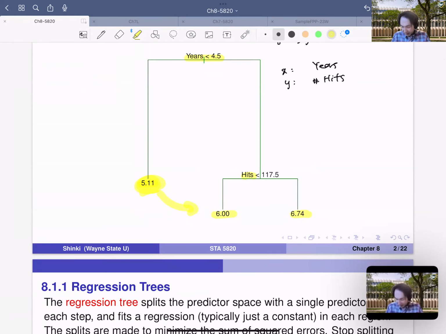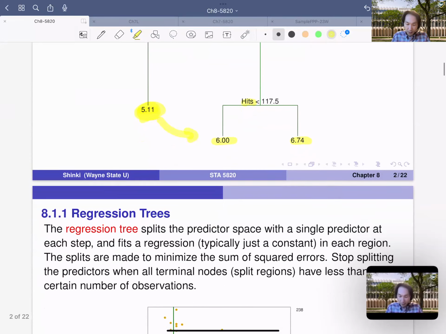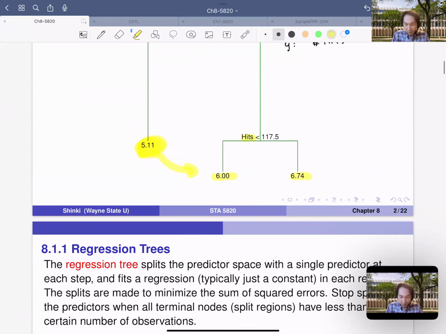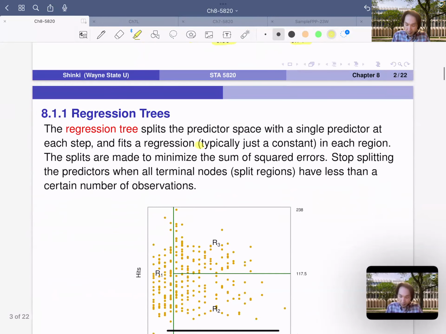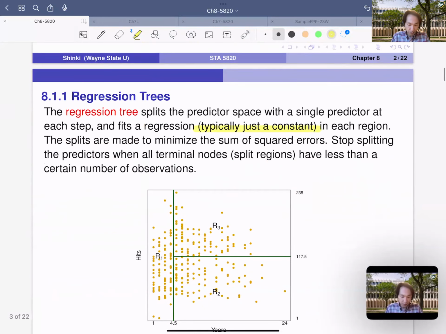still, if years of experience is more, then maybe salary is higher. Maybe a player with experience of 4 years has higher salary than players with experience of 3 years. But we just fit the constant here. Also, the number of hits may matter even if the years of experience is shorter, but we didn't consider it. So just typically a constant in each region.